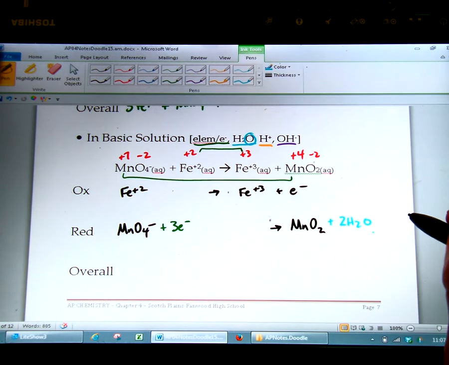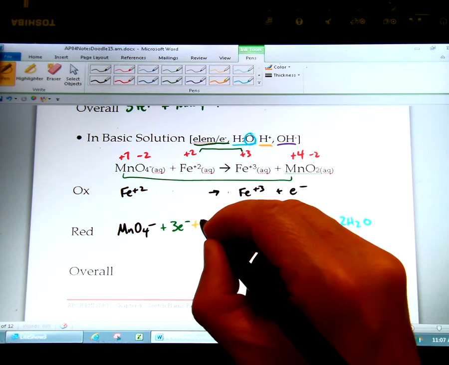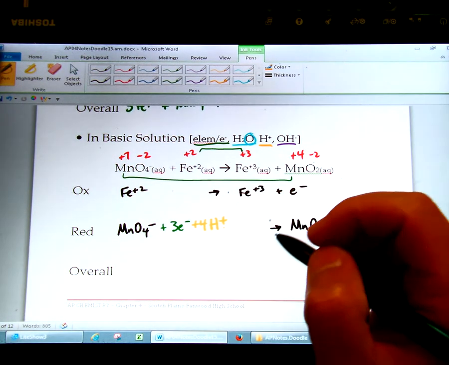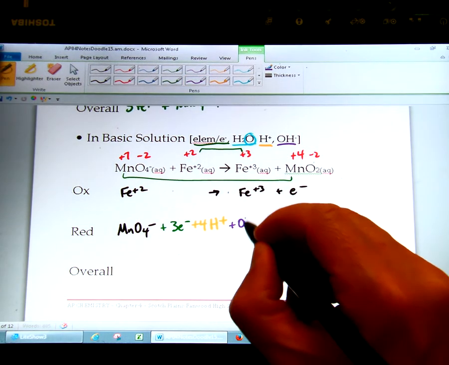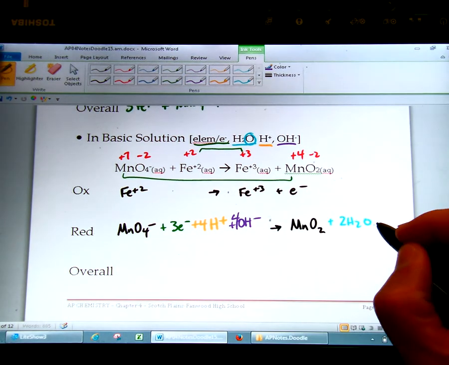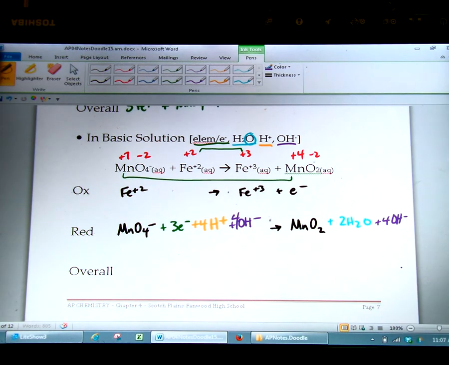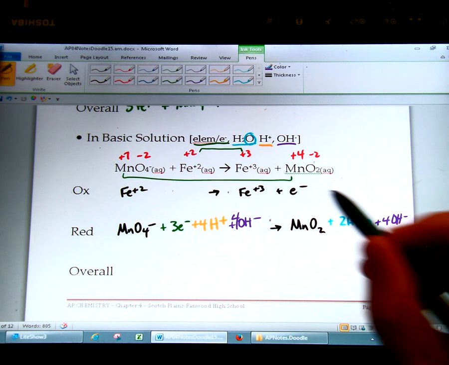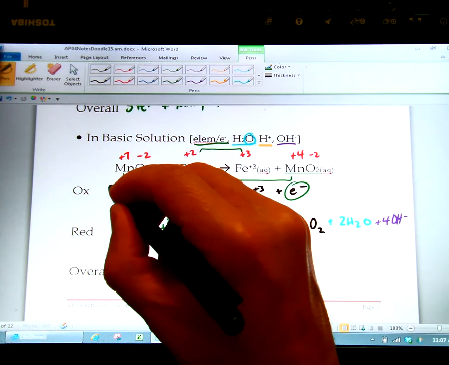And then I'm going to have to work with my H pluses now. So I have 4 on the right. I'm going to need 4 on the left. And then lastly, my OH minuses. I have 4 H pluses, so I've got to match OH minus on both sides with 4. And then before I go any further, I need to get the electrons to match. So this has to match this, so I have to multiply the top one by 3.